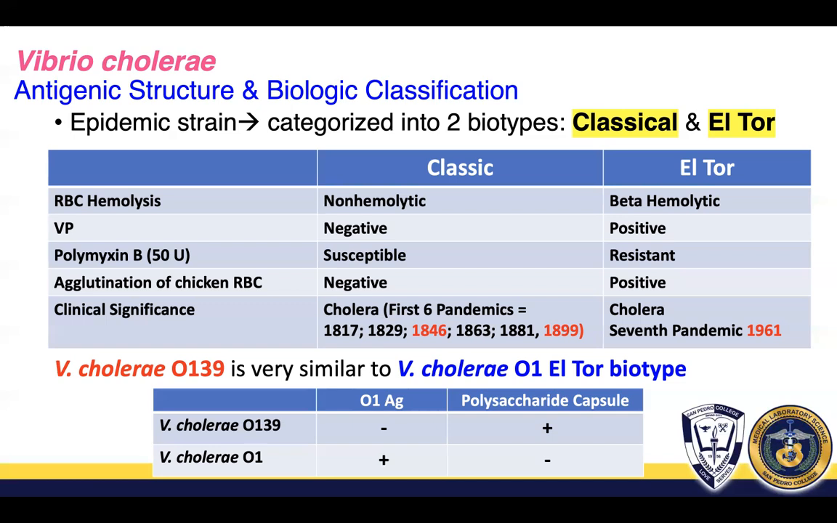for the O antigen 139. Okay, this is said to have a similar range of disease with the Vibrio cholerae O1 El Tor biotype. Now, to differentiate, you can perform antigen detection, no? So you detect O1 antigen or detect the polysaccharide capsules. So O1 antigen is positive for, of course, Vibrio cholerae O1, and the polysaccharide capsule is present for O139. Okay, so that's how we differentiate O139 and O1 El Tor biotype because they are said to be similar.